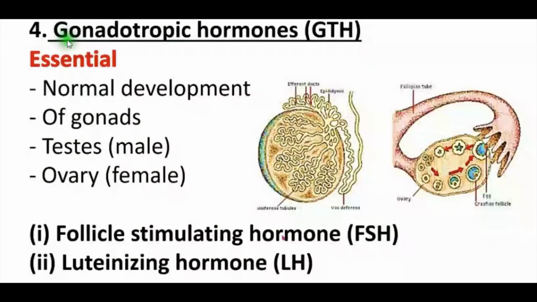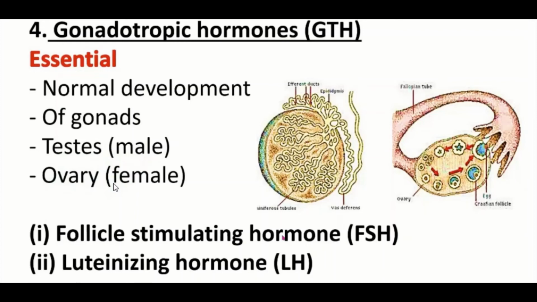Fourth one is gonadotropic hormones, or GTH. These gonadotropic hormones are essential for the normal development of gonads. Gonads means testis and ovary. In male that is known as testis and in female it is known as ovary.